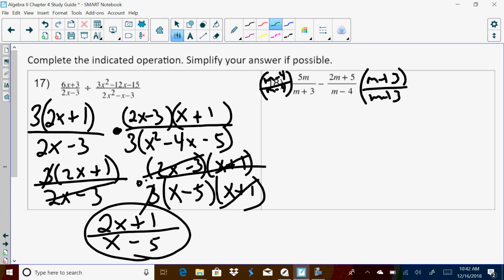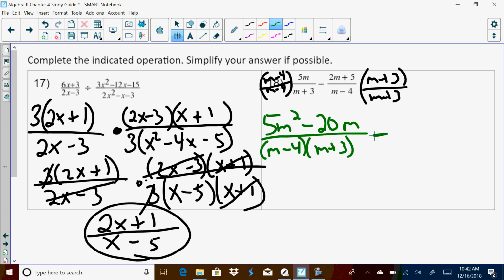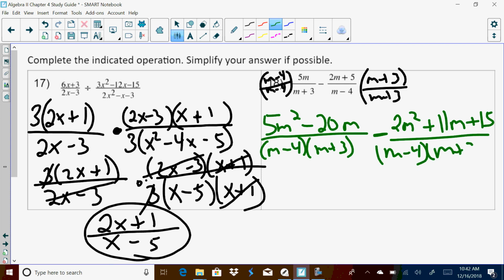So on the top, I'm going to get 5m squared minus 20m minus, on the other side, I'm going to get 2m squared. So I get 5m, 6, so 11m plus 15 all over m minus 4, m plus 3.